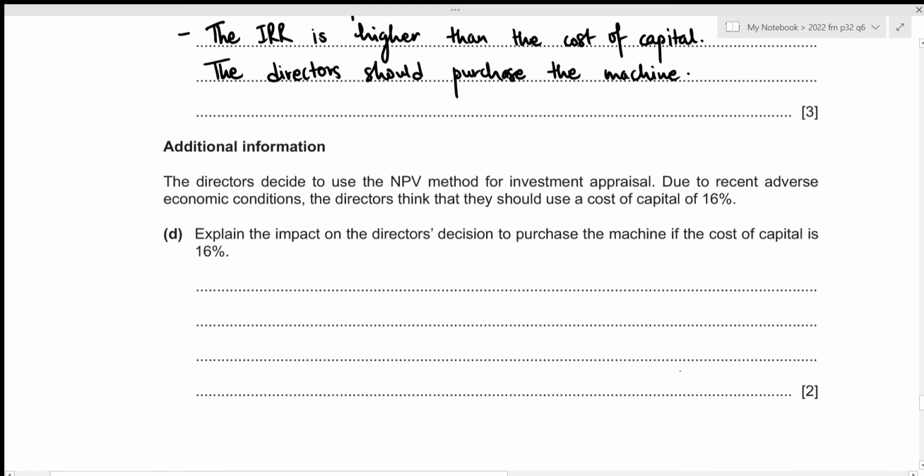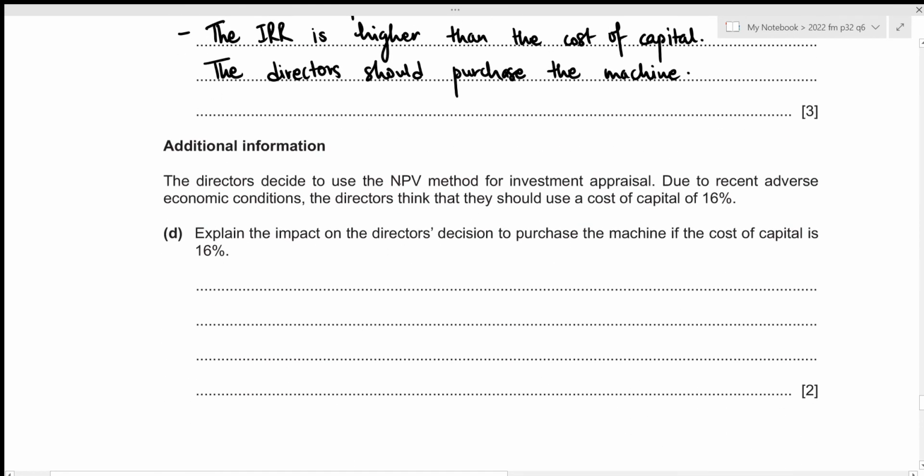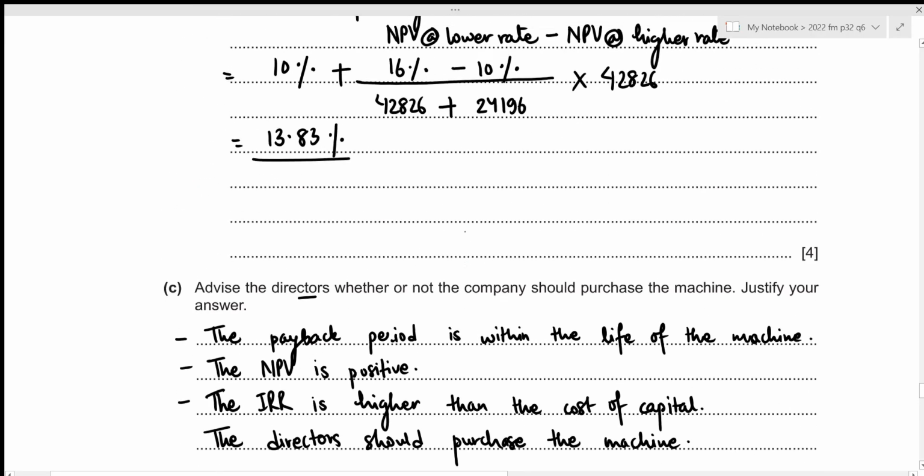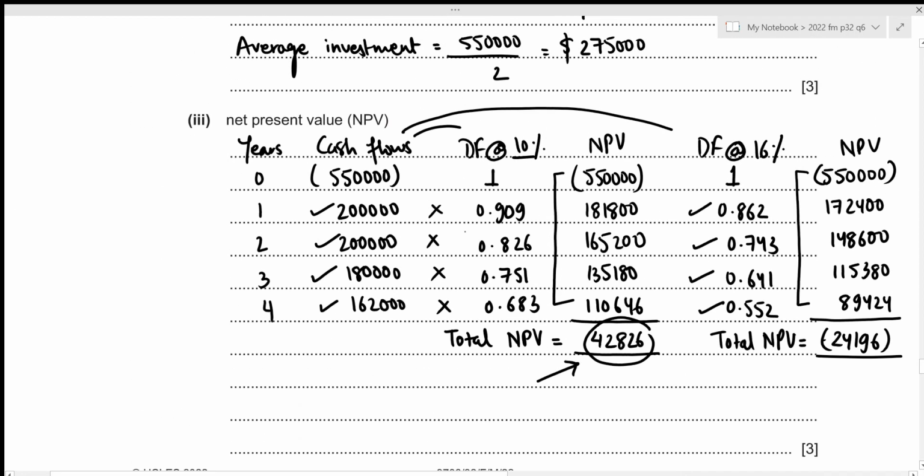We are given additional information. The directors decide to use the net present value method for investment appraisal, and due to recent adverse economic conditions, the directors think that they should use a cost of capital of 16%. So previously, we were considering the net present value at the cost of capital of 10%, but now the cost of capital has been increased to 16%. And for the fourth part of this question, we need to explain the impact on the directors' decision to purchase the machine if the cost of capital is 16%. Let's have a look above. We figured out the net present value at 16% as well, which had the negative amount of 24,196.